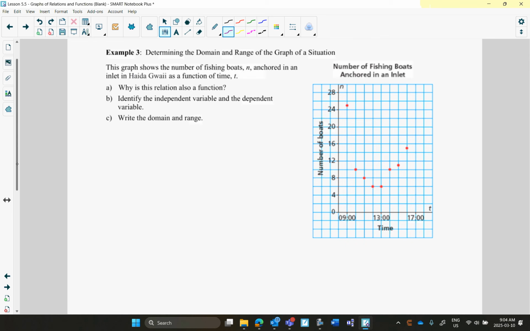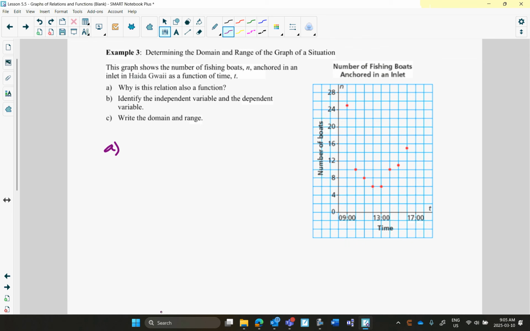Okay, similar question. This time we've got an actual situation. It shows the number of fishing boats anchored in an inlet over time, and it's given in 24-hour time. So at 9 a.m., looks like 25 boats are in the inlet. At 1 p.m., which is 1300, looks like there's 6, and so on.